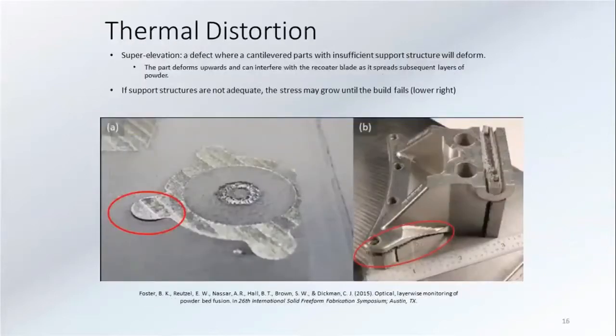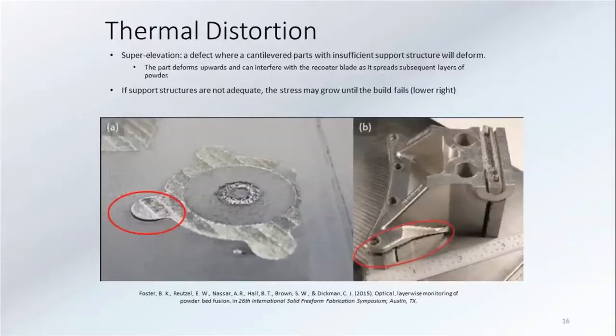Thermal distortion, we talked about this a little bit earlier. These are 2 classic examples of a part that is popped off the supports and is therefore failing. So this is also considered a catastrophic failure. This part's not going to move along past this point.